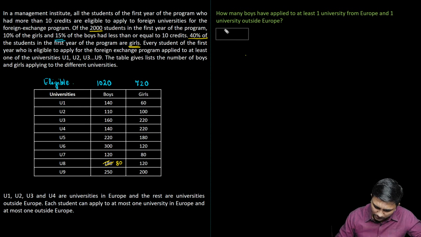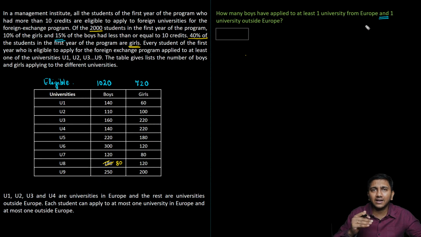Okay, let's look at the first question. How many boys have applied to at least one university from Europe and one university outside Europe? At least one university from Europe and at least one university outside Europe. It is given that each student can apply to at most one university in Europe and at most one university outside Europe. The question is asking for at least one.